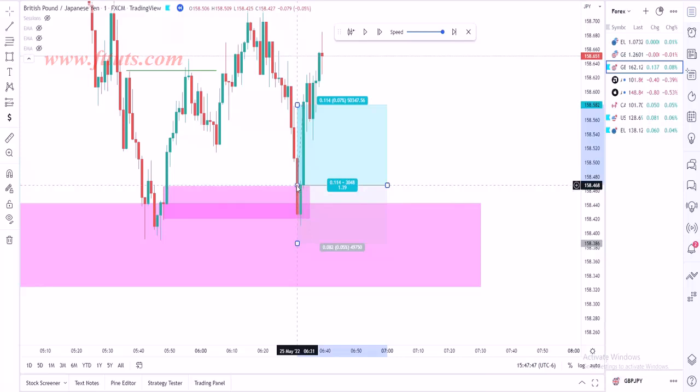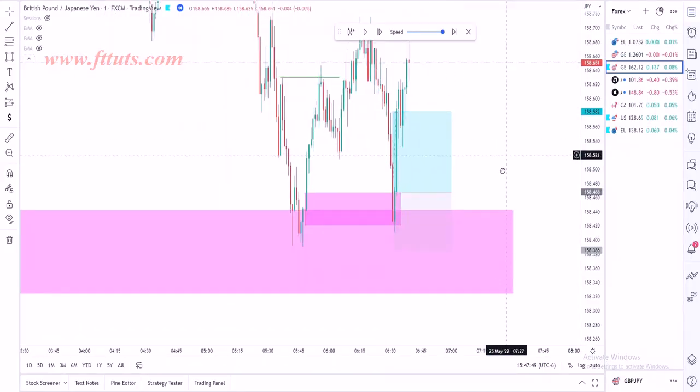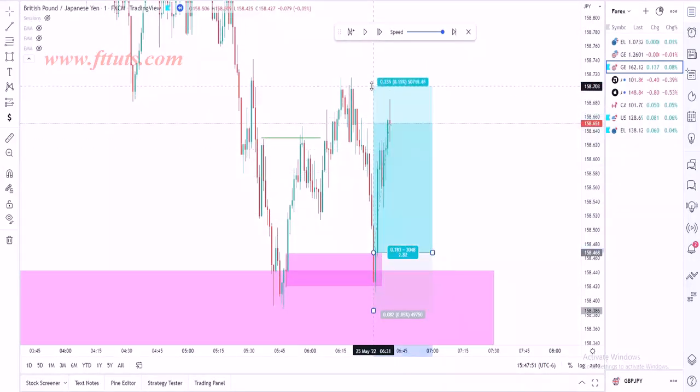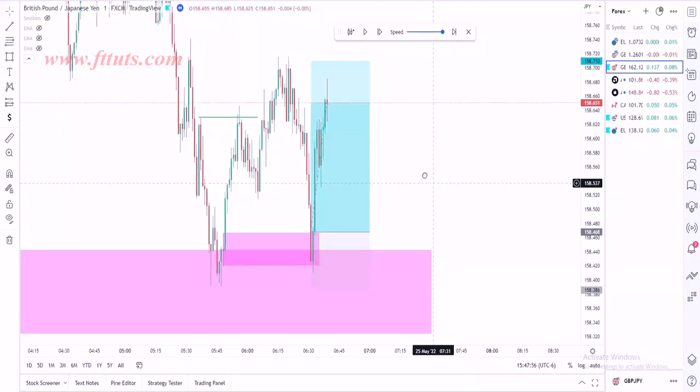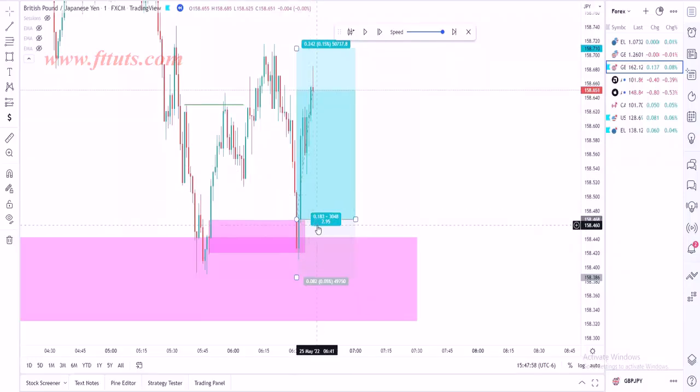I don't remember exactly where we were, maybe 8.2. Let's say that we're going to go right there, just for this example. So you've got a 1 to 2.5 RR. Okay, we'll just say 1 to 3.